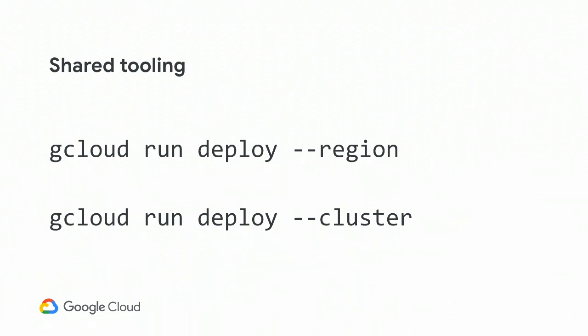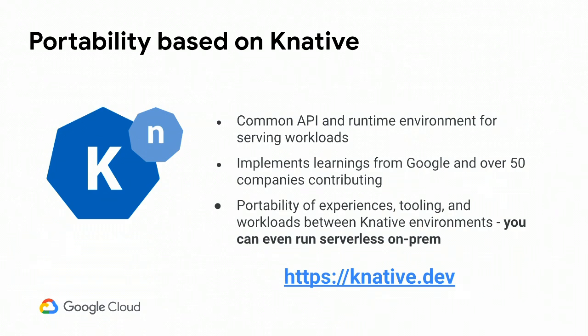Thanks. So we have shared tooling. We also have a CLI. Instead of specifying the region that you want to deploy into, you specify the cluster name that you want to deploy to. It's very simple. But how do we do all of this?